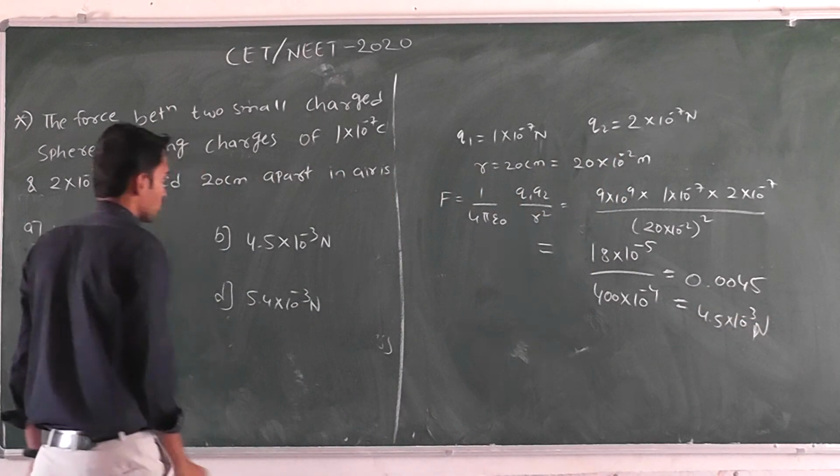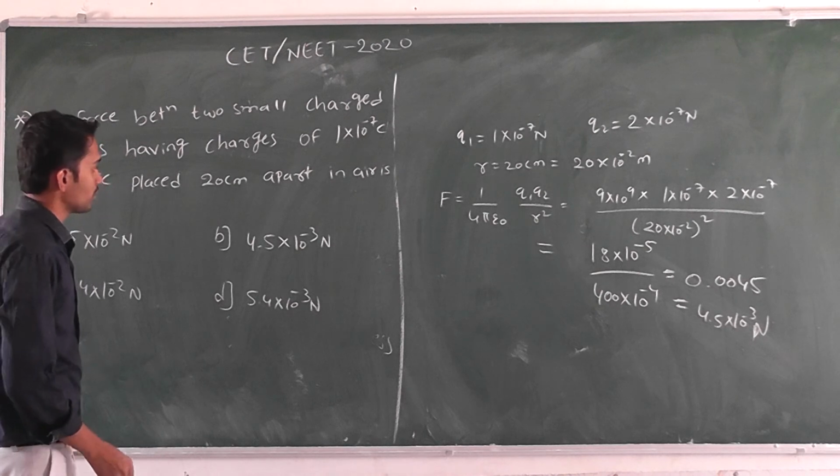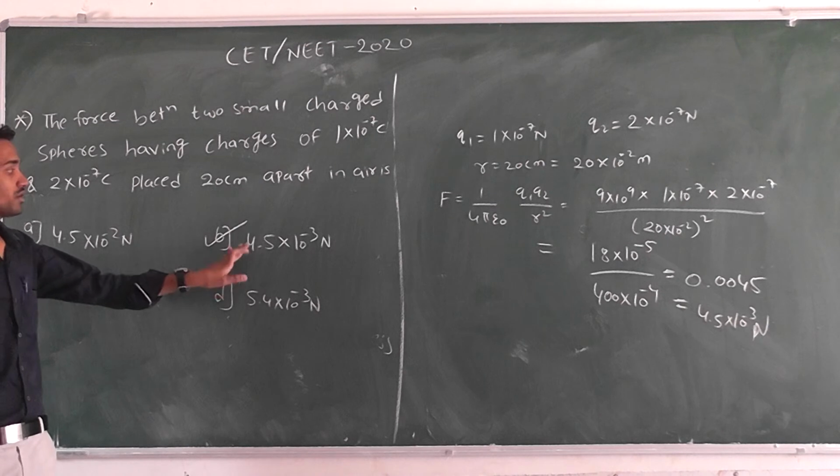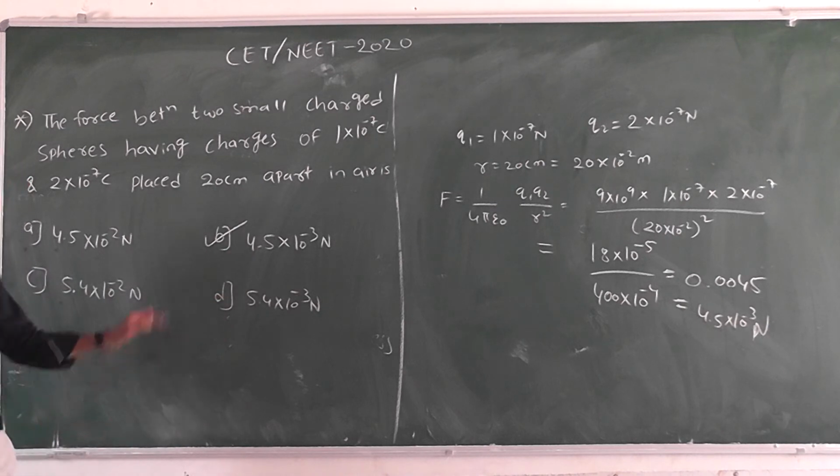It is a formula based question. Where is our answer? 4.5 into 10 to the power of minus 3. So option B is right. So we get the force 4.5 into 10 to the power of minus 3.